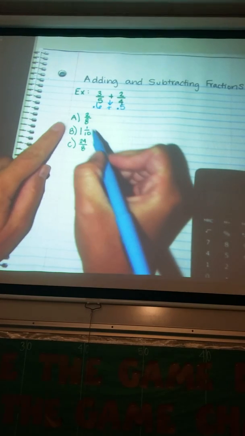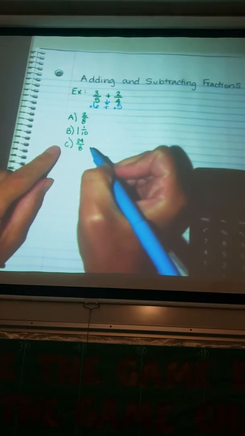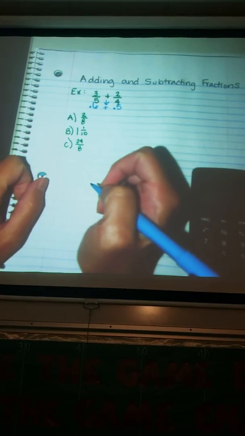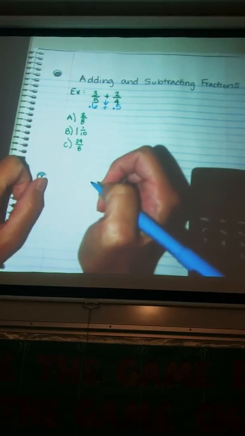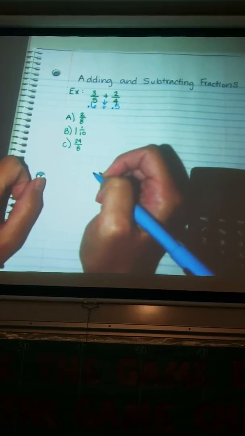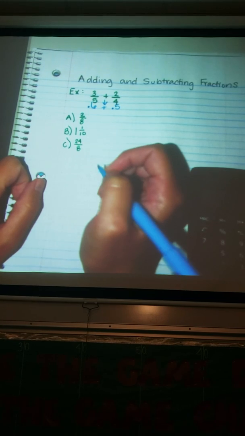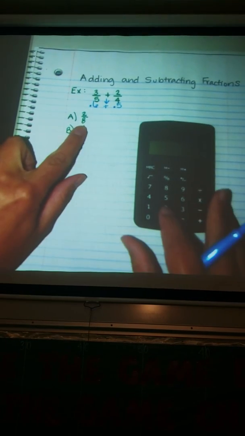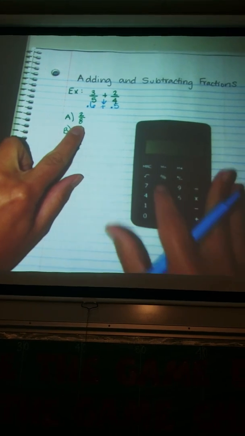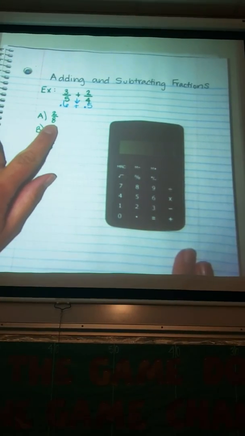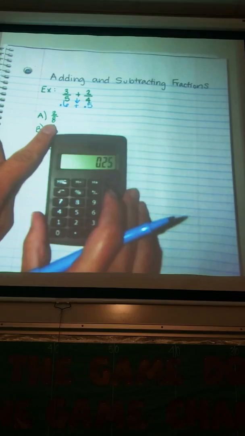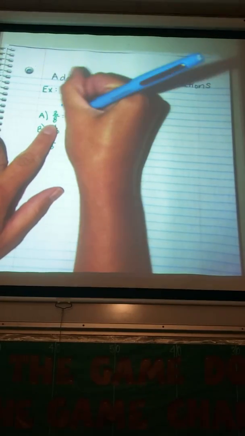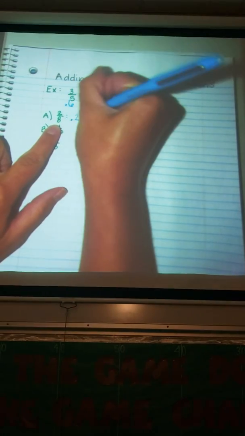I am going to go ahead and turn every one of my answer choices into a decimal, because then I can match whatever my answer is with my answer choices. So I'm going to turn 2/8, 2 divided by 8, into a decimal, which is 0.25. So I'm going to write it directly next to it, 0.25.